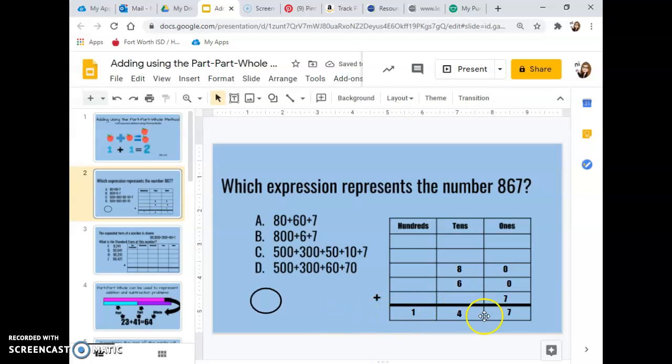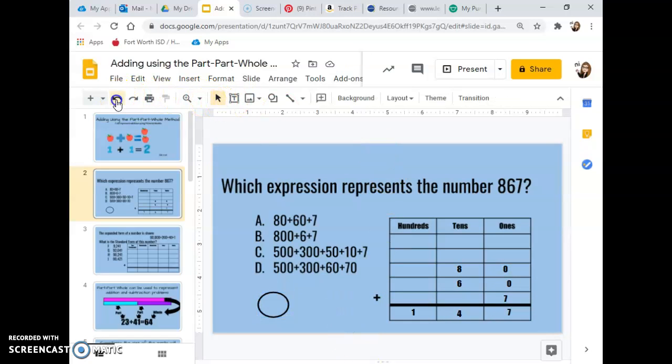And when I look at the whole number, I now have the answer 147. But my number that I'm looking for is 867. So what I want you to do is try B, try C, and try D. And when you find your answer, you're going to put your circle over the answer that you think is correct. Your place value chart is here to help you with your adding.